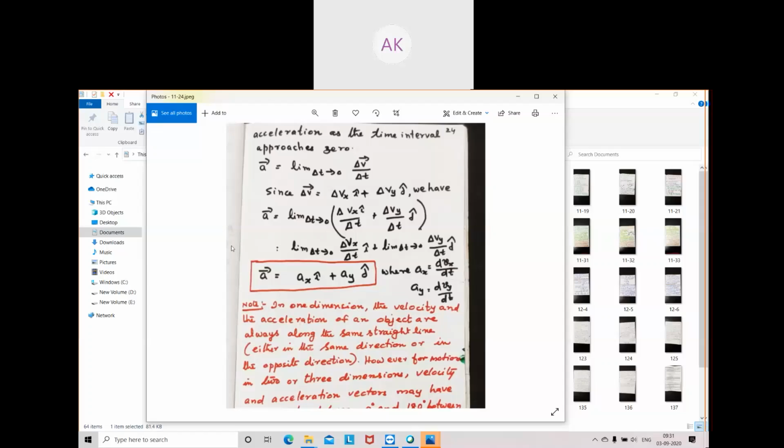Expression to tell average acceleration. Average acceleration. Simple question. Instantaneous acceleration is this. What is the average acceleration equation? That is the question.